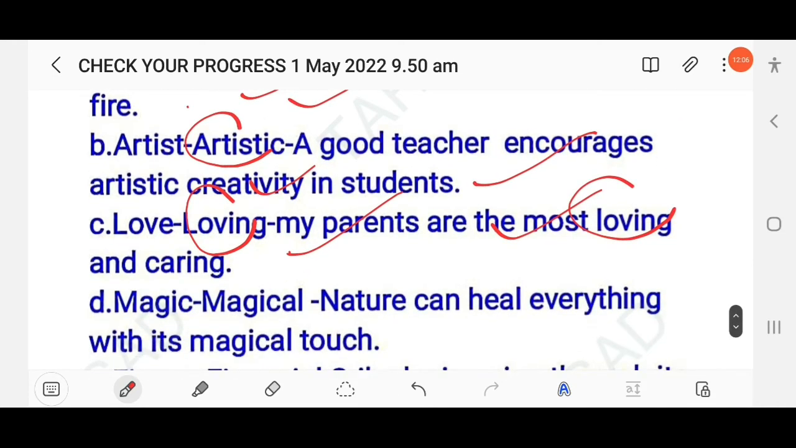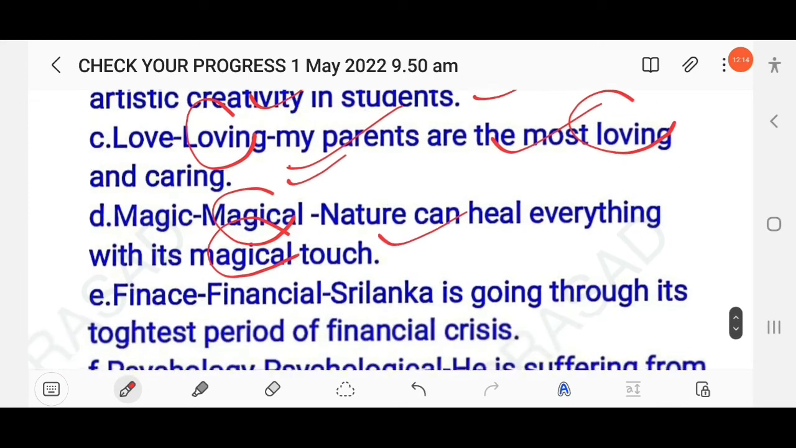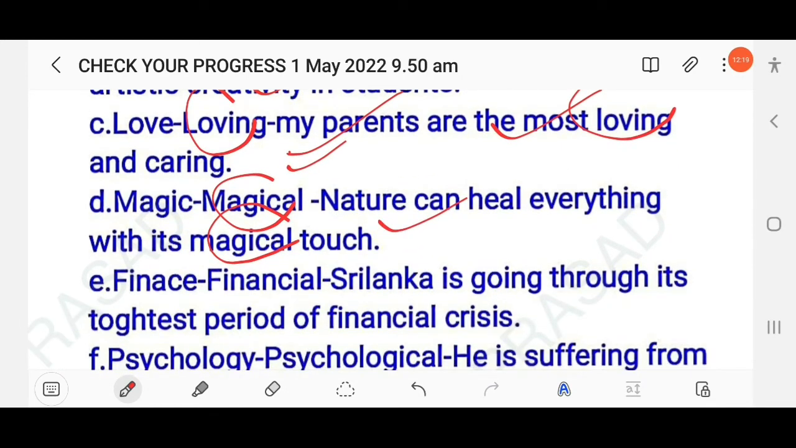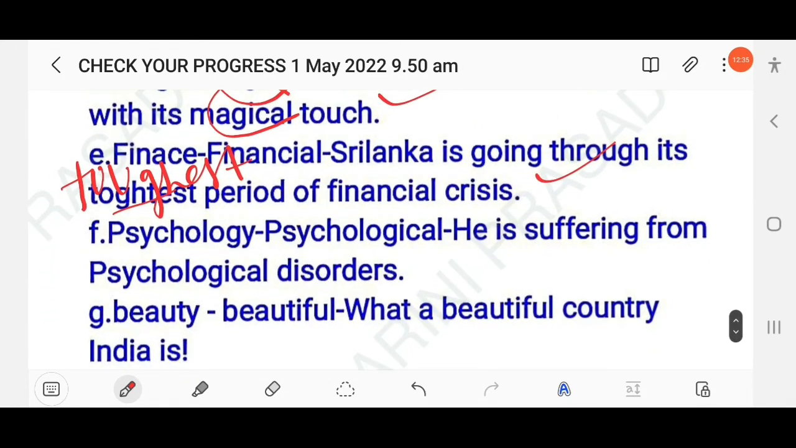Then next here, magic. Its adjective form will be magical. Nature can heal everything with its magical touch. Okay. Then next, finance. The adjective form will be financial. Sri Lanka is going through its toughest period of financial crisis. Then next here, psychology. Its adjective form will be psychological. He is suffering from psychological disorders.